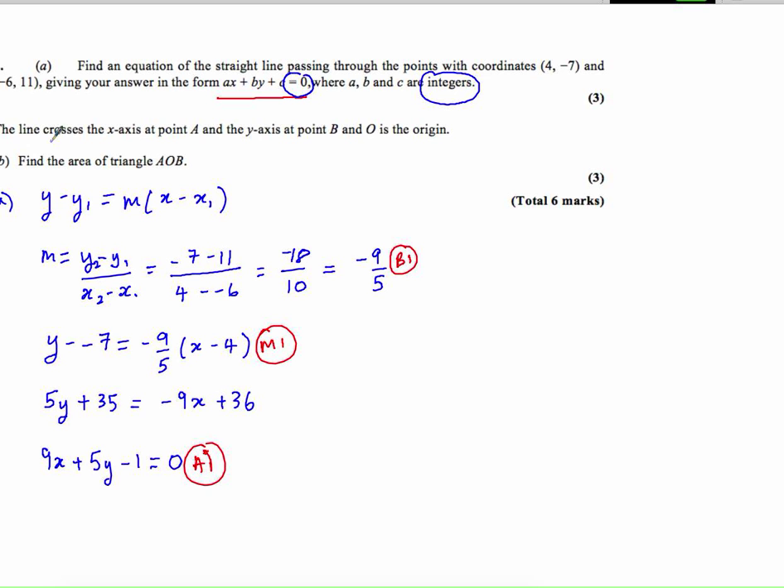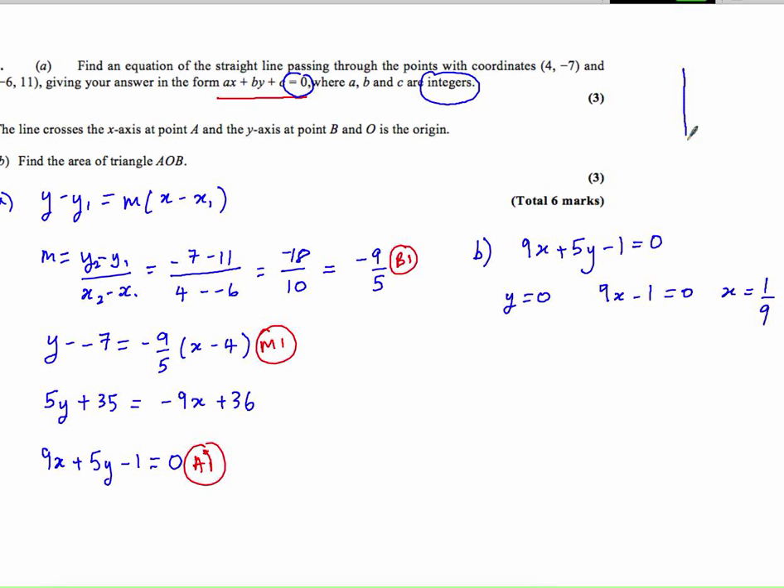Right, the next bit, the line crosses the x-axis and the y-axis at A and B. Find the area of this triangle. So let's see what we can do. Where is this line going to cross the x and the y-axis? The x and the y-axis are always quite nice because we know something will be equal to 0. So where does it cross the y-axis? Oh, let's do the x-axis first. On the x-axis, we know y equals 0. So that would give us, if we put y equals 0 into there, 9x minus 1. So x would be a ninth.